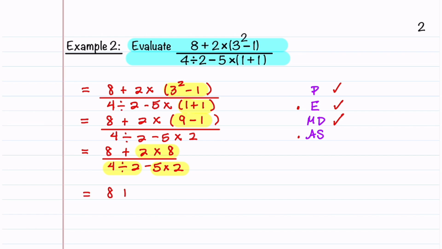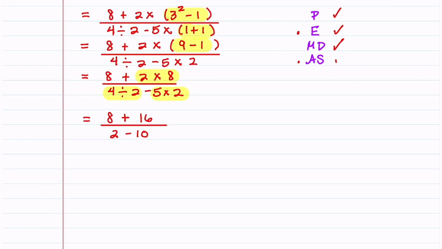So we have an 8 plus 2 times 8 is 16. And we divide that by 4 divided by 2, which is 2, minus 5 times 2, which is 10. For our last step, we'll do the addition on the top and the subtraction on the bottom. This gives us a value of 24 on top and 2 minus 10, which is minus 8 on the bottom. And this is equal to minus 3.